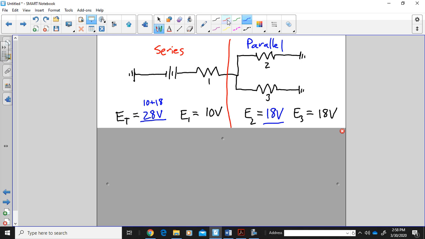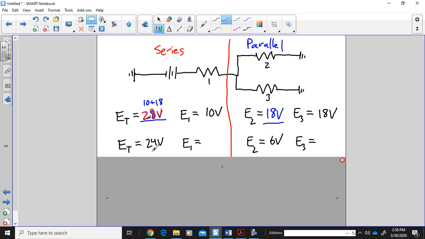So that should be in red. 28 volts. Alright, so 28 volts, if it dropped 10, you would have 18 over here, so that's why we add them up to get the total.